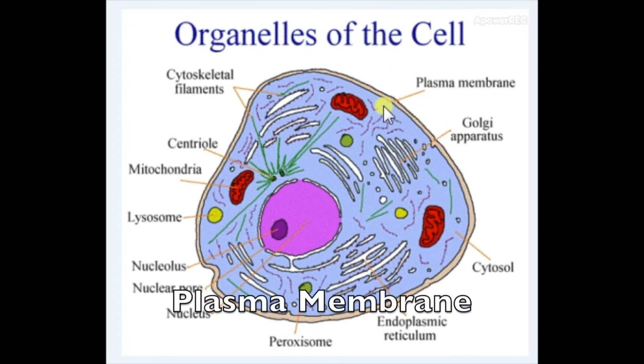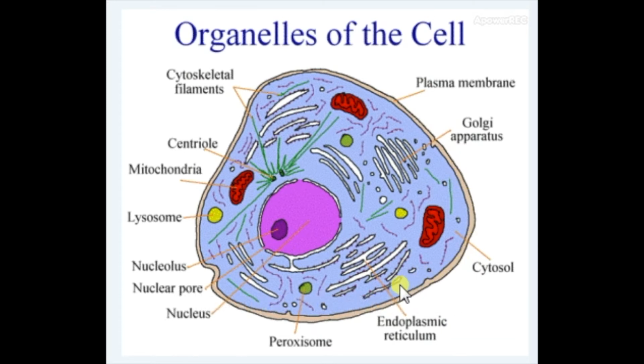So the plasma membrane, which is just this line, goes all the way around the cell. Its main function is to protect the cell from its surroundings. It is composed of a phospholipid bilayer with embedded proteins. It is selectively permeable to ions and organic molecules and regulates the movement of substances going in and out of the cell.